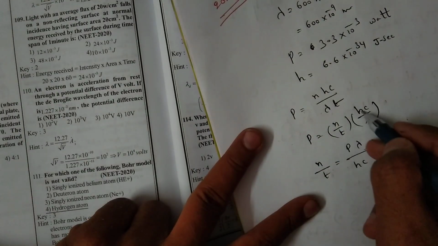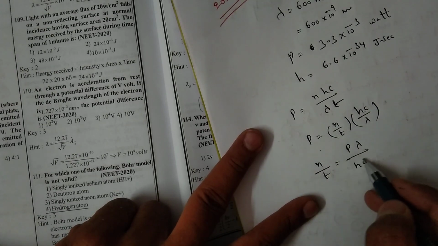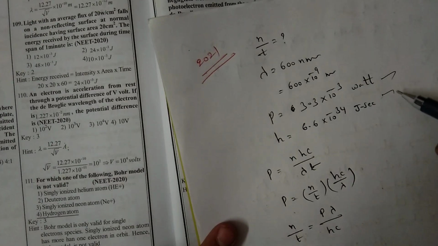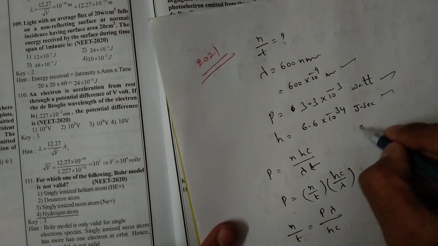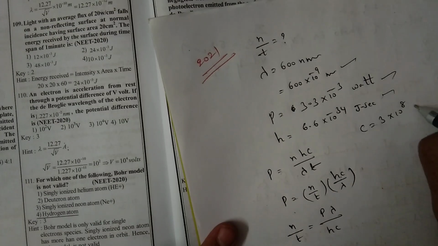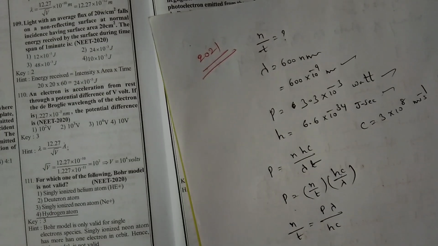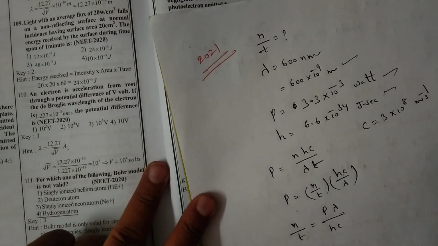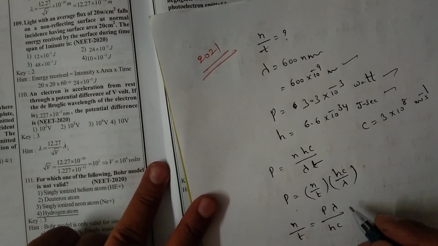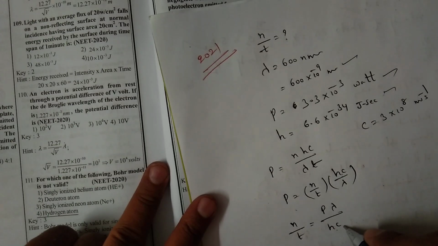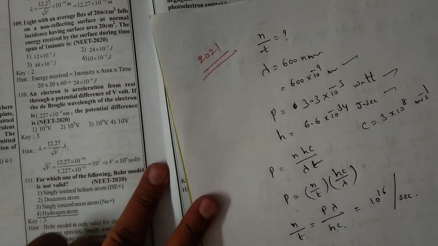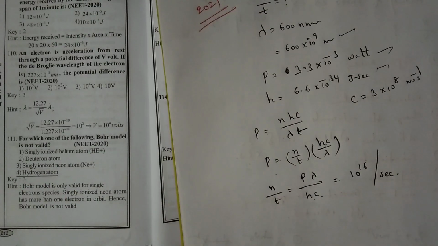This lambda goes to this side and hc is taken to this side, p lambda by hc. Then after substituting all the values, p value, h value and lambda value, and c is equal to 3 into 10 power 8 meter per second. If the value is not given, you need to recollect it from your mind, right? c is equal to 3 into 10 power 8 meter per second. After substituting all these values, you will get 10 power 16 photons per second.